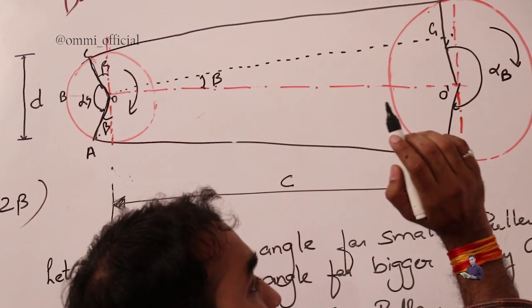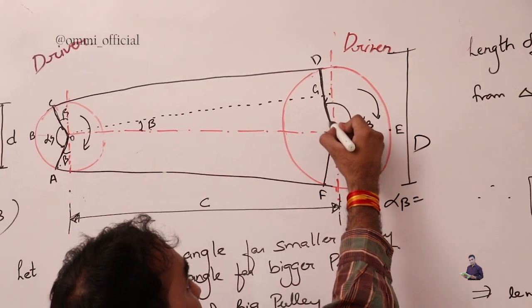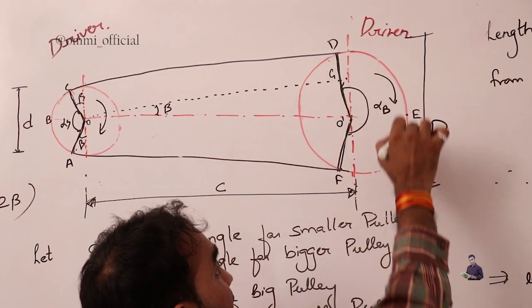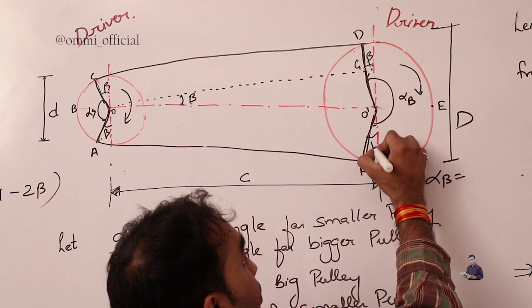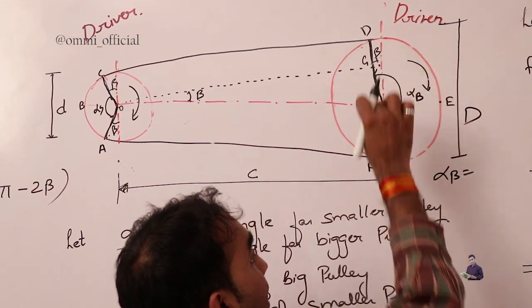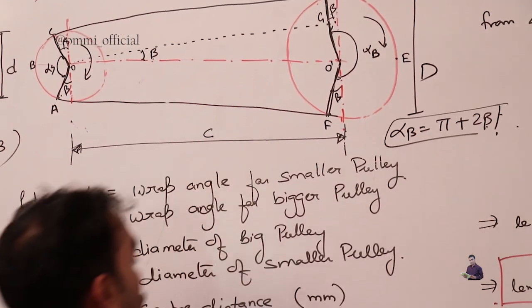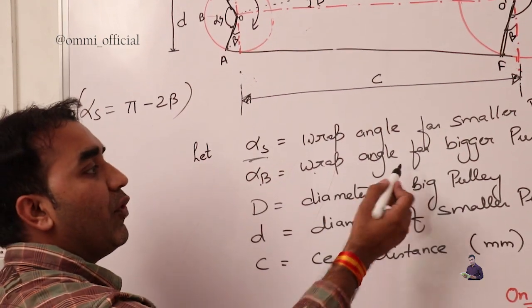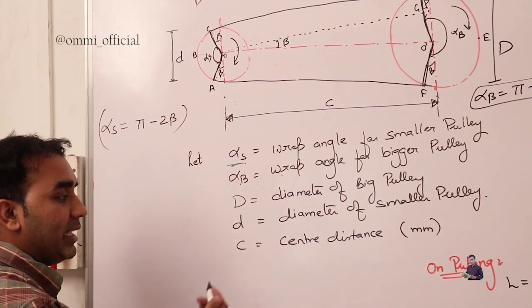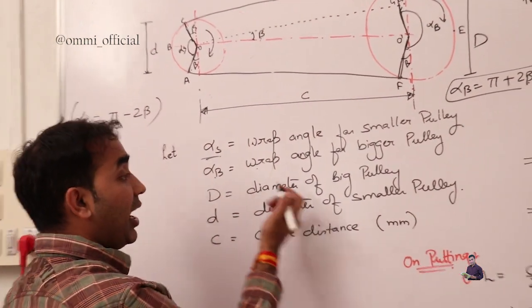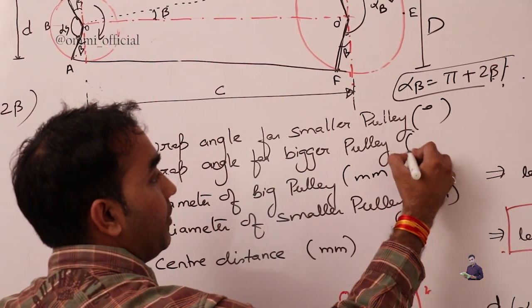Now alpha B, if someone asks about alpha B dear, again it is the wrap angle, where the contact between the belt and the pulley takes place. This is 180 with the geometry, this is your beta, this is your beta, meaning 180 plus beta plus beta, meaning pi plus 2 beta. This should be your alpha B, the wrap angle for the bigger pulley. D, as I told you, is the diameter of the bigger pulley, small d is the diameter of the smaller pulley, and C is the center distance. The diameters are in mm and the angles should be in degrees.